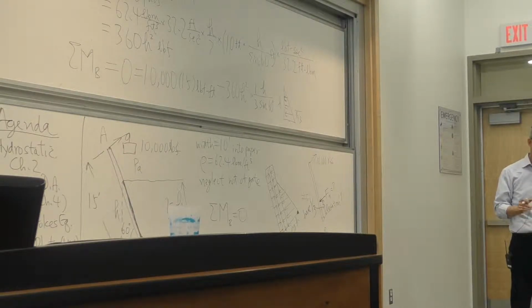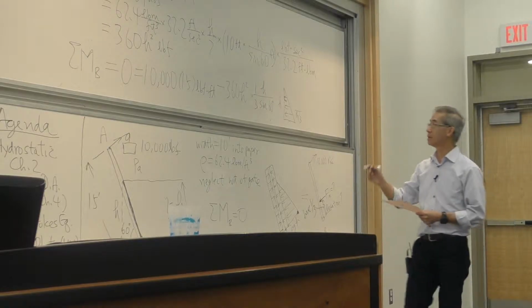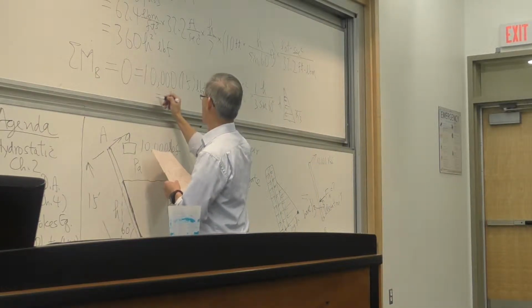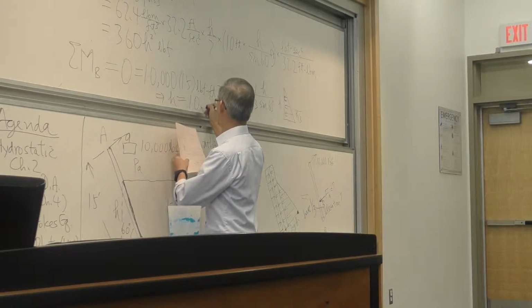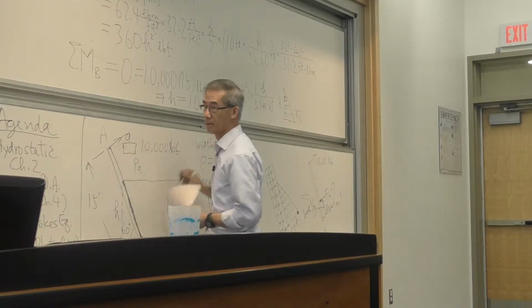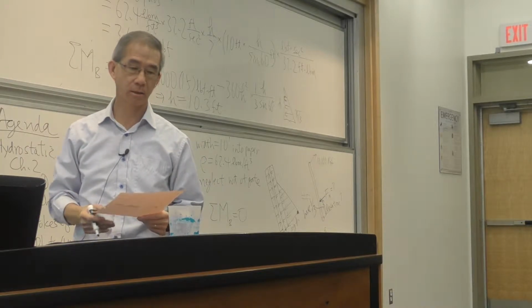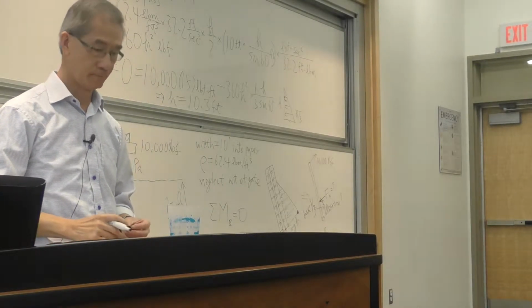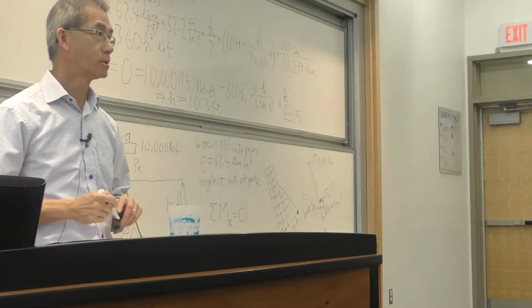All right? So now I have an equation in h cubed. You solve that, and h becomes about 10 feet. Anything beyond that, the gate will fall and the water will spill over. Questions?